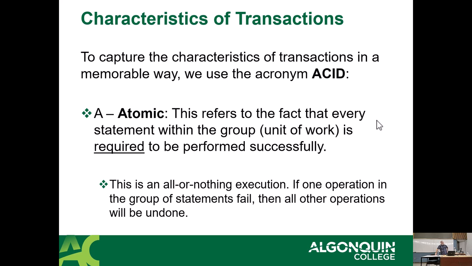Characteristics of transactions. There's an acronym called ACID, which specifically describes the four properties of a proper transaction. It's atomic. This refers to the fact that every statement within the group is required to be performed successfully. You could have 25 steps in whatever you're trying to do, but those 25 steps are considered one task, one unit of work. If any piece of those 25 fails, that means the whole thing failed. When I'm talking about transferring 50 bucks from one account to the other, that's simple because it's only two steps. I also sometimes use the example of getting your ass out of bed in the morning.